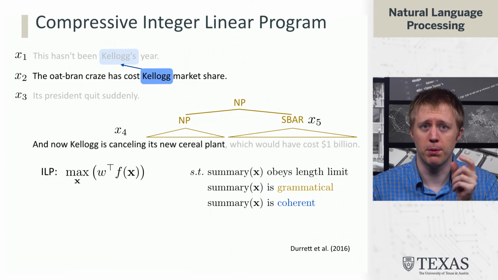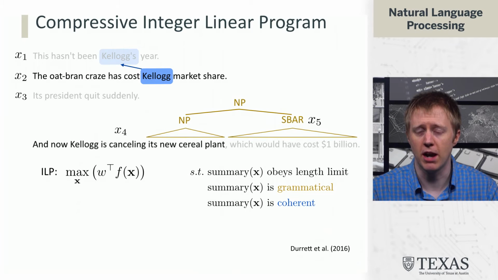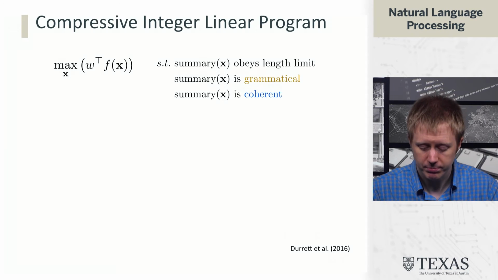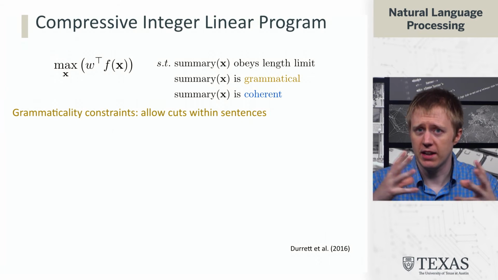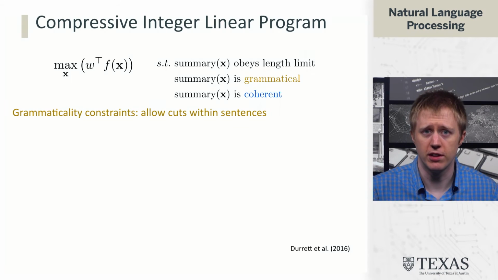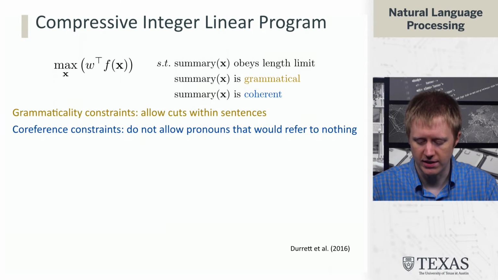So if we have a pronoun that doesn't have an antecedent that came before it, we better rewrite it in order to actually give us a sense of what that pronoun means. And so again, the grammaticality constraints here just enforce that you're cutting up your sentences in a grammatical way, and the coreference constraints enforce this idea of pronoun coherence.